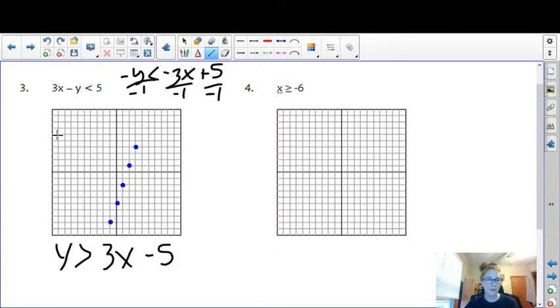Okay, let's go ahead and identify. Well, it is not equal to, so it's going to be dashed. I didn't start my line very well, so it's got a little off.